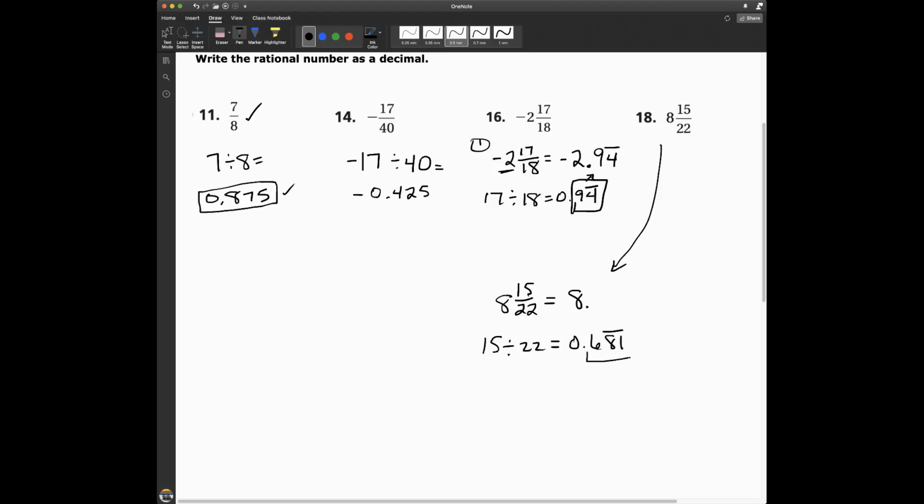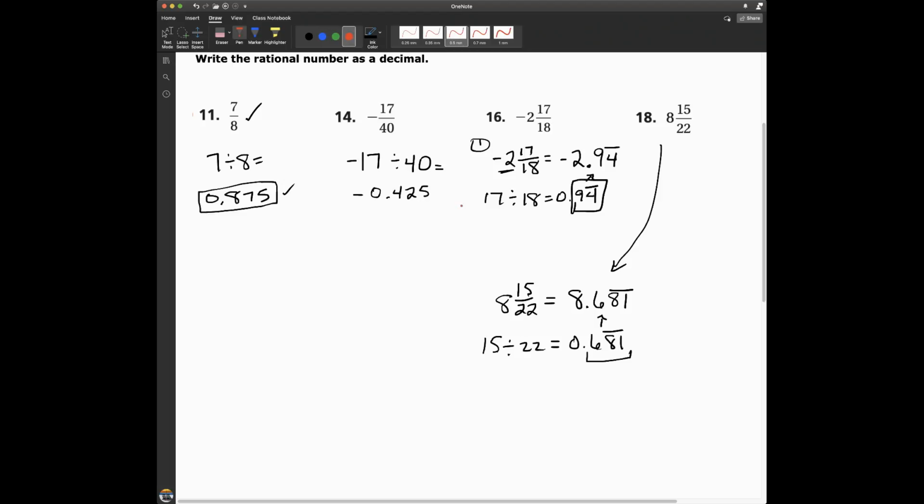Then all I do is take that part of the decimal and move it up here. That gives me 8.681 repeating. Okay. So I told you I'd show you 2 different ways to work out problems 16 and 18.